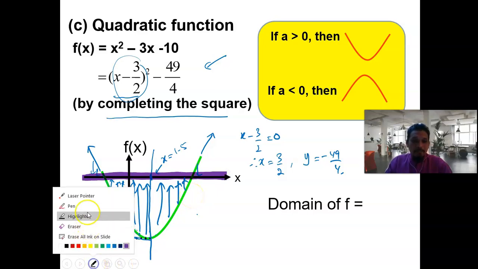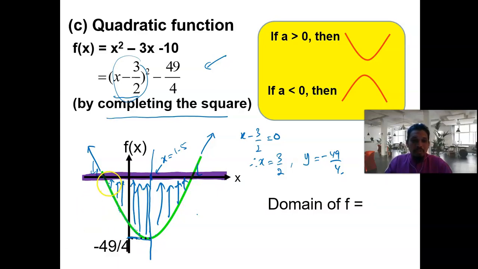And then if we refer these coordinates to the y-axis, you will find that not all values of y are being mapped from the function f(x). It's just being mapped from here until here, negative 49 over 4.